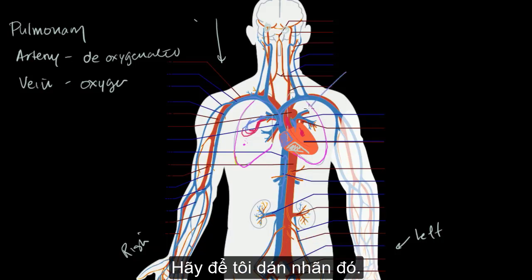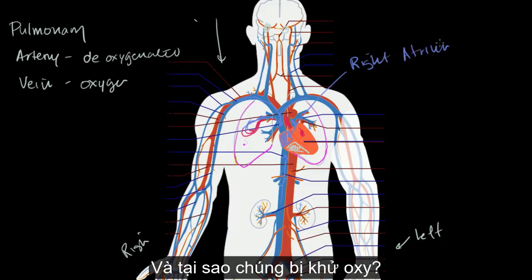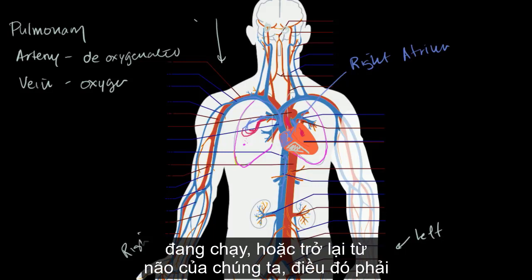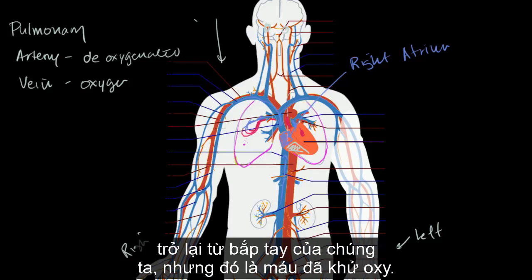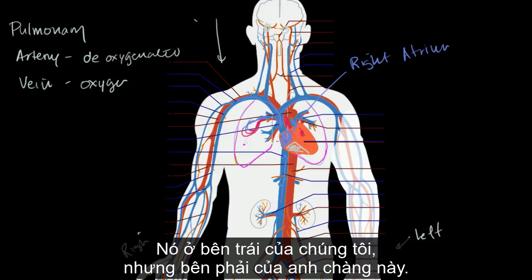Let me label that. And I'm gonna do a big diagram of the heart in a second. So it's the right atrium. And why is it deoxygenated? Because this is blood returning from our legs if we're running, or returning from our brain, which had to use respiration, or maybe we're working out and it's returning from our biceps. But it's deoxygenated blood. It shows up right here in the right atrium. It's on our left, but this guy's right-hand side.